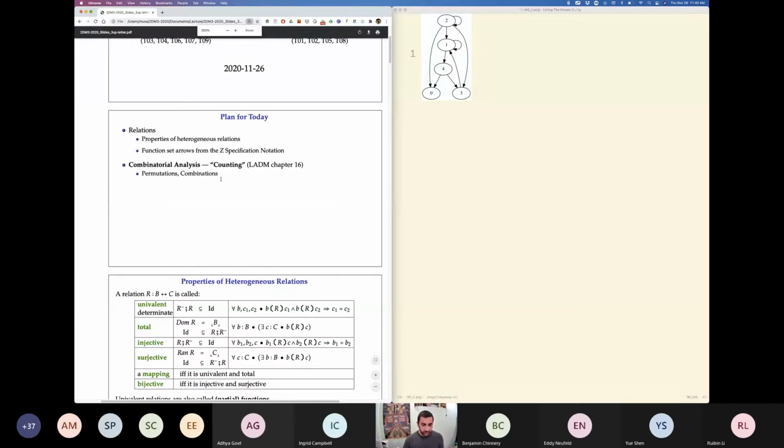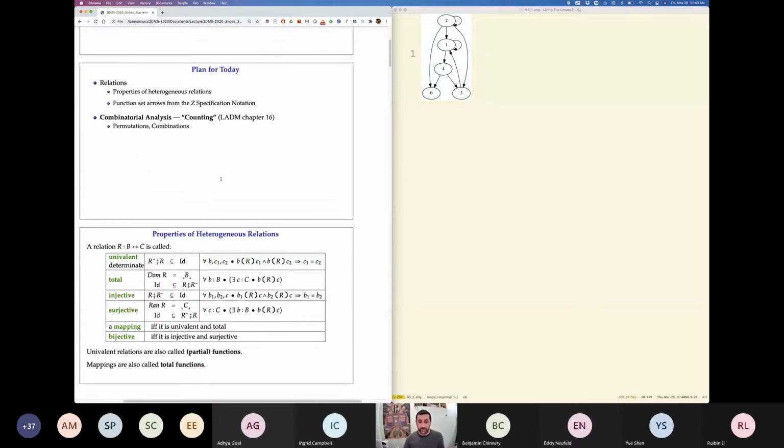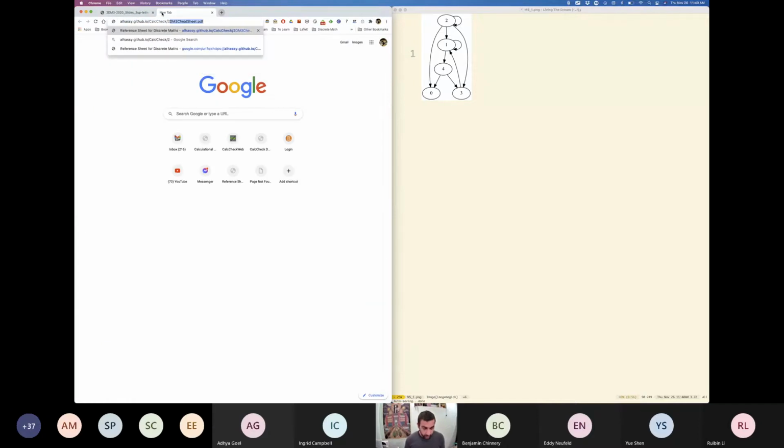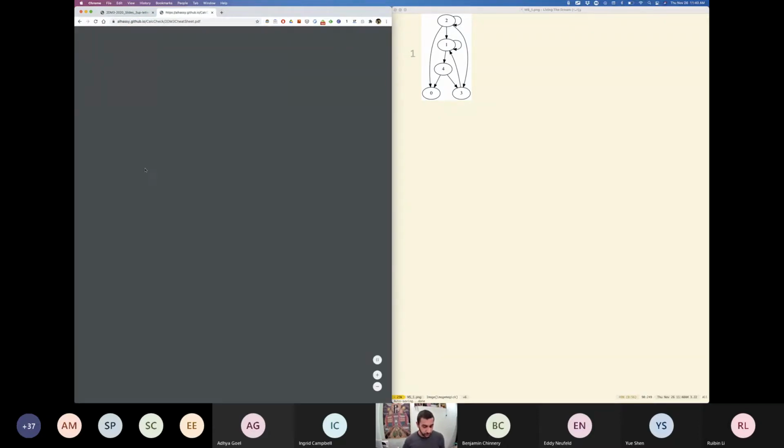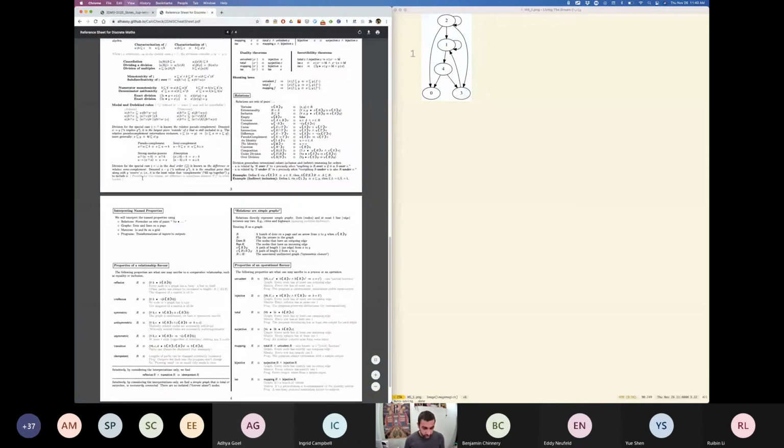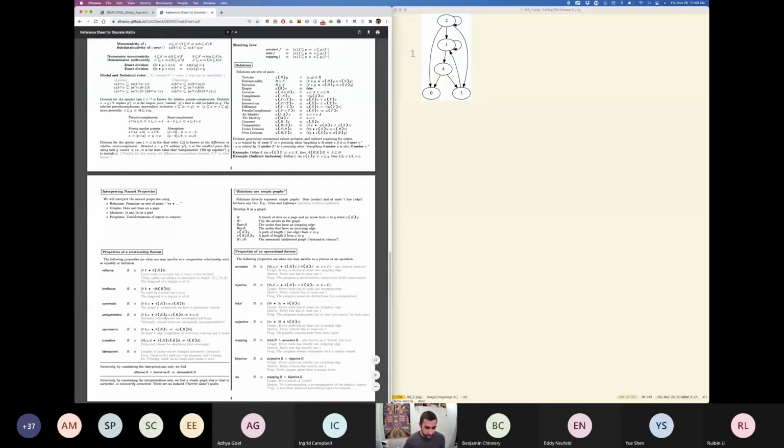So let's just talk about this really briefly, since this is, I think, an issue for a few students. So what does univalent mean? Univalent means for every input B and any possible output C, there's at most one output C. Again, you had access to this cheat sheet for the midterm, and the answer was right here on the cheat sheet. So what does it mean to be univalent? It means in a graph, every node has at most one outgoing edge.